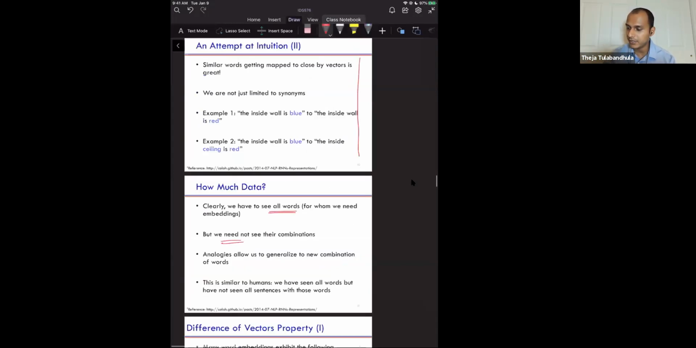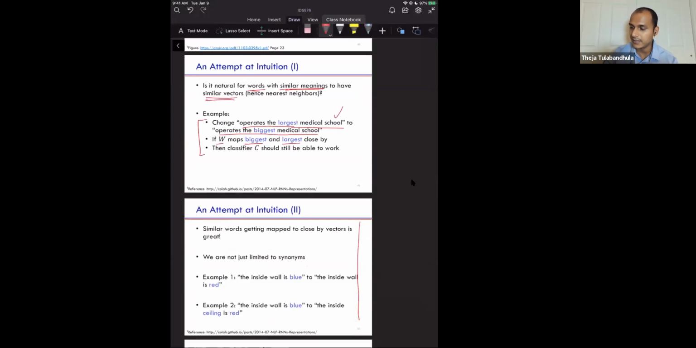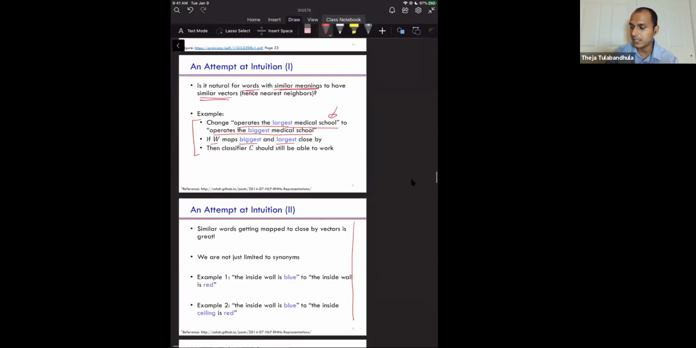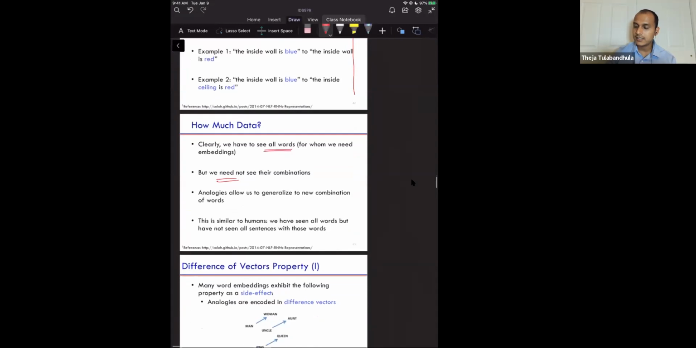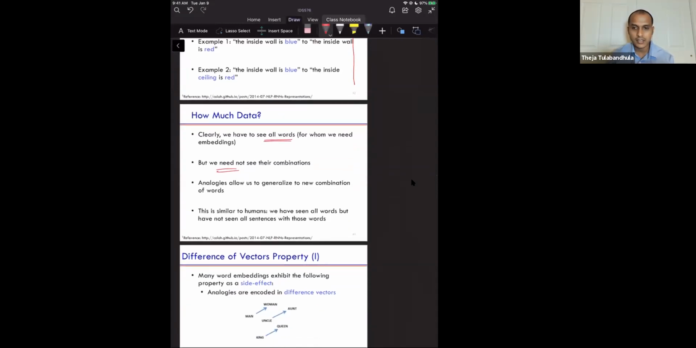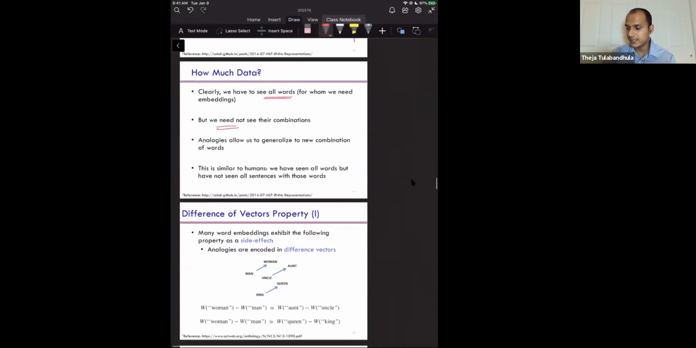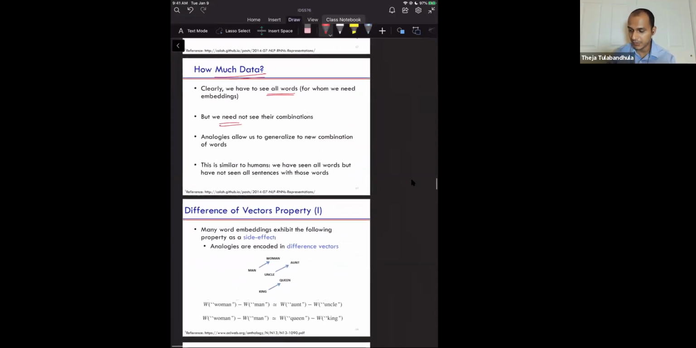For example, I gave you this example where the 5-word sequences operates the largest medical school and operates the biggest medical school. You may not see the exact two sentences to figure out that largest and biggest are semantically similar, but still you will be able to generalize that largest and biggest have similar semantic meaning. And that's the nice thing about prediction-based learning of these embeddings. Okay, so here is just asking the question how much data do we need.